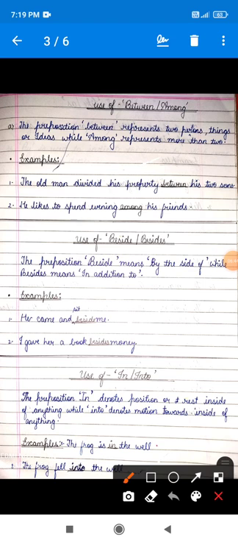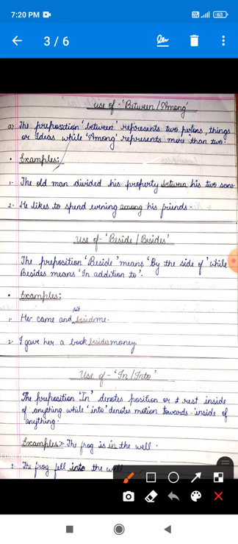Let's see. The old man divided his property between his two sons. So here we are talking about the two sons of the old man. So there are only two persons. That is why we have filled here the preposition between.